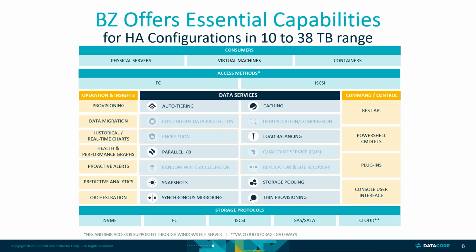On the BZ part, what you see here is some of these are grayed out. So what we said is, okay, what are the essential capabilities that one needs to address these smaller, more modest scenarios and provide a very attractive price for that? So we focus on the auto tiering, the caching, load balancing, things like parallel I/O in a more modest way, as well as snapshots, synchronous mirroring, storage pooling, and then provisioning. And no changes in here on the operation insights or in the command and control. You've got that entire set.